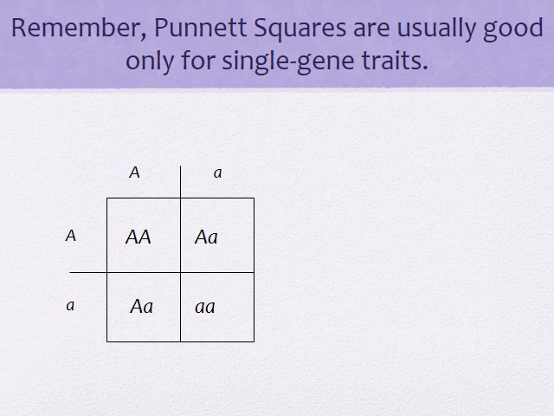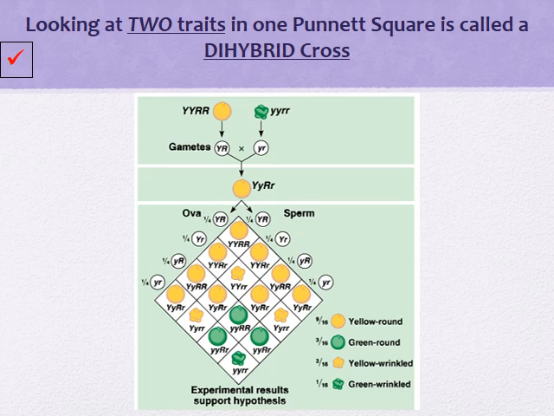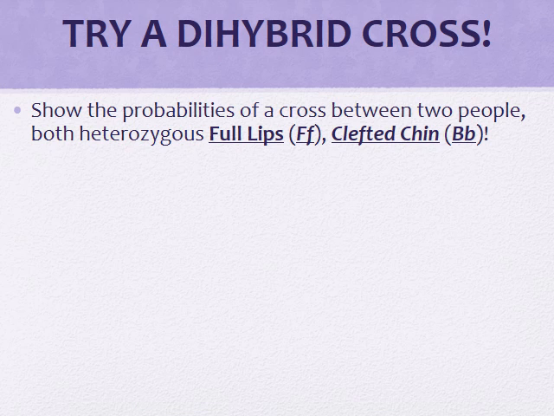So remember, Punnett squares are usually only good for single traits. So if we're just looking at one trait in particular, we call that a monohybrid cross. But what we can do is something called a dihybrid cross, where we're looking at two different traits instead of one. Now initially these can look a little intimidating, but if you go through this, you'll find it's actually pretty easy once you get down to it. So let's go ahead and try a dihybrid cross.